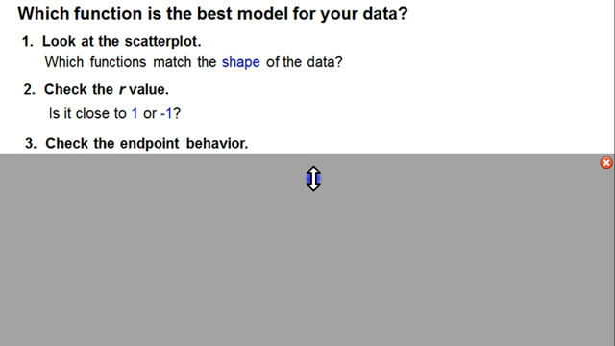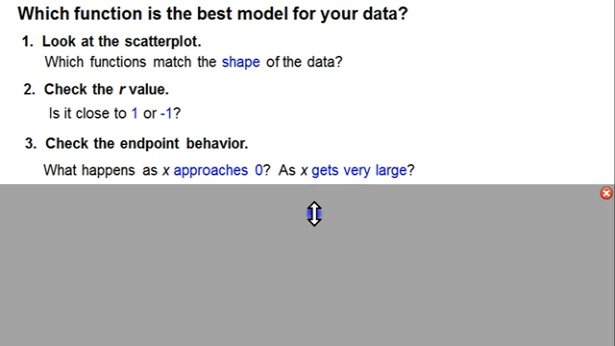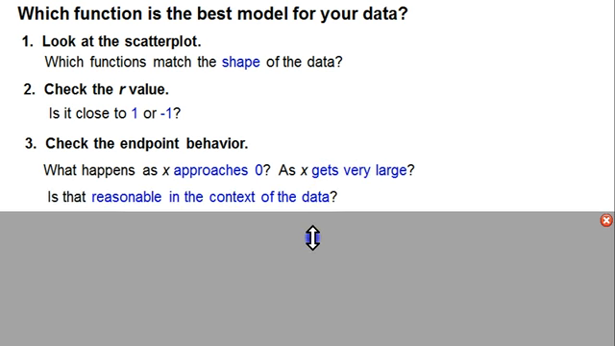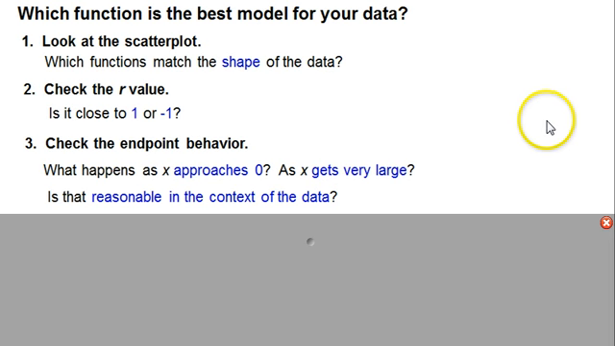So number 3 is check the endpoint behavior. What happens as x approaches 0? For example, does the function include 0? Is that reasonable for your data? What happens as x gets very large? Is that reasonable for the context of the data? So that's what you're looking for. Are those values reasonable in the context of the data?